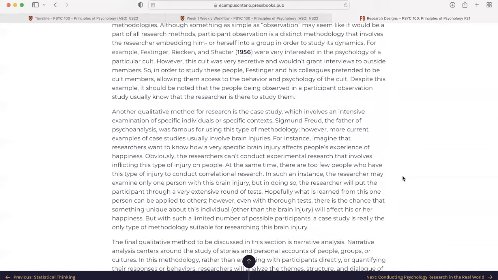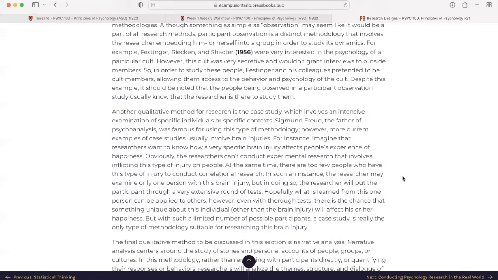Another qualitative method for research is the case study, which involves an intensive examination of specific individuals or specific contexts. Sigmund Freud, the father of psychoanalysis, was famous for using this type of methodology. However, more current examples of case studies usually involve brain injuries.